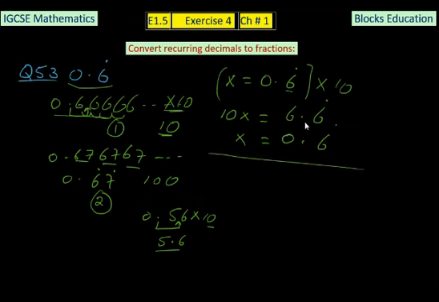Now you have to subtract these two equations. 10x minus x is 9x on the left side, and on the right side 6.666 minus 0.666. Once you subtract, the recurring parts cancel out, so you are left with 6 minus 0, which is 6. So 9x equals 6, and x equals 6 over 9. Cancelling to make it simpler, 3 twos are 6 and 3 threes are 9. So the answer is x equals 2 over 3.